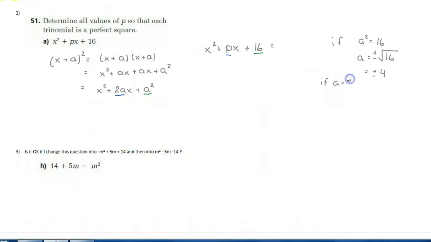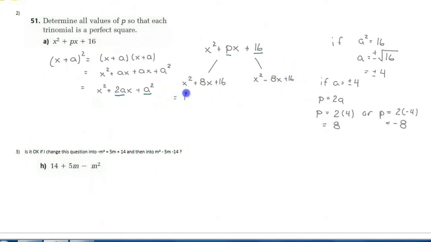If a is equal to plus or minus 4, and p is equal to 2a, p can equal 2 times 4, or p can equal 2 times negative 4. So in this case we get 8, in this case we get negative 8. Therefore, the two possible values of p such that this is a perfect square are negative 8 or positive 8. So this could be x squared plus 8x plus 16, or it could be x squared minus 8x plus 16. We could factor the first one to (x plus 4) squared, and the second one to (x minus 4) squared.